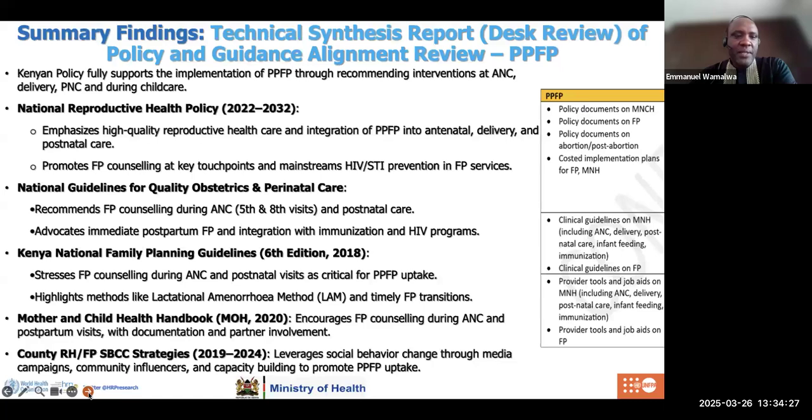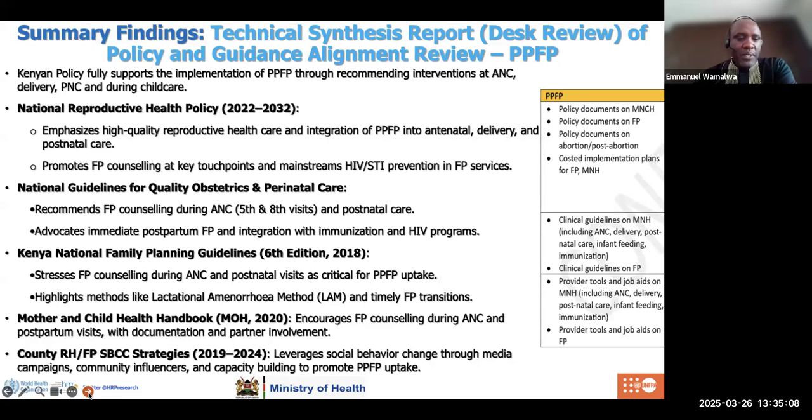And these are some of the insights. We found that the Kenyan policy framework fully supports implementation of PPFP through several things. For example, right from the Constitution, we identified that health is a right, and that includes reproductive health, that people have a right to reproductive health services. And then coming to the health policy, we were able to capture provisions that ensure that people get quality services, including integration for PPFP and SBC.